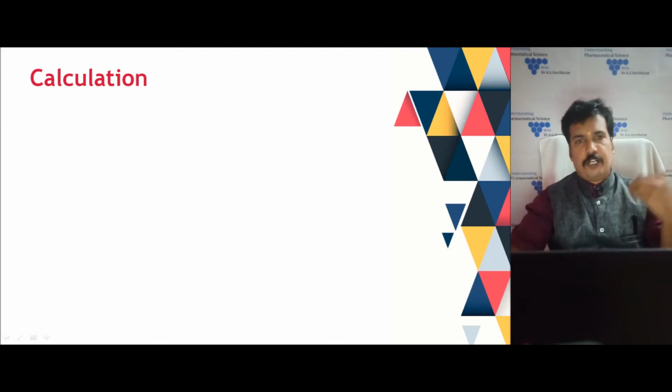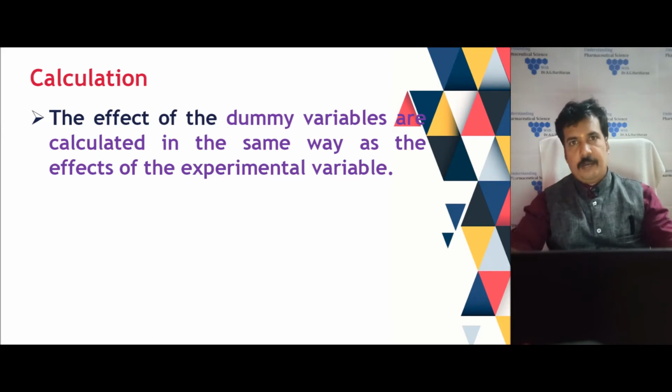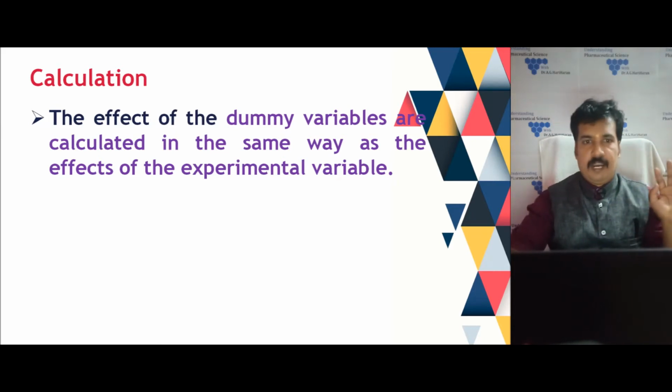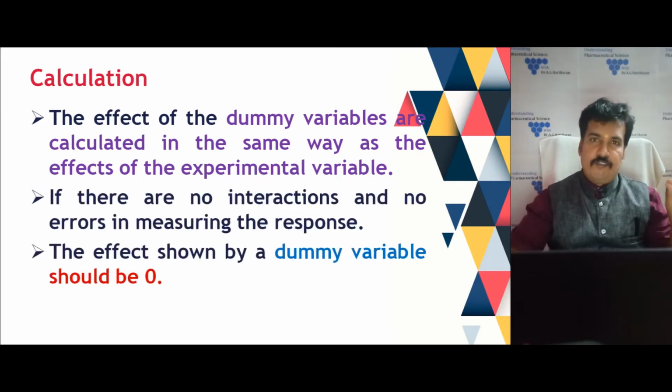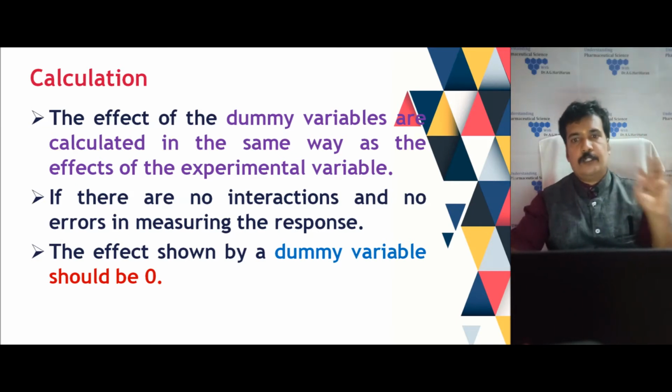So we will start calculating. First we will calculate the dummy variable. All the calculations, whether it's a dummy variable or experimental variable, should be done in a similar manner. So if the dummy variable reads 0, then there is no problem in the experiment. There is no experimental error, because there is no interaction or error in measuring the response.